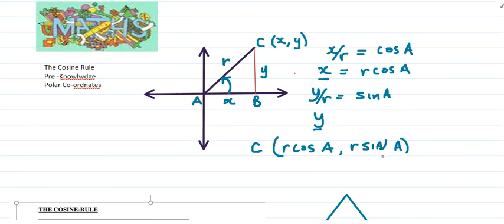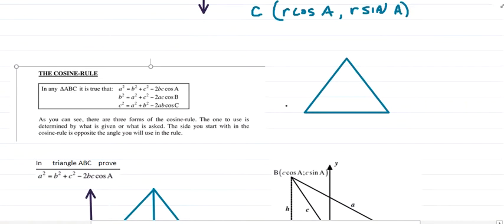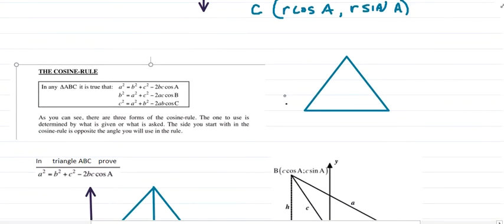Now that we've got familiar with polar coordinates, let's look at the cosine rule and its proof. The cosine rule states that in any triangle ABC, a squared is equal to b squared plus c squared minus 2bc cos A. If you look at the figure alongside, we know how to name the sides: small letter a, b, and small letter c.